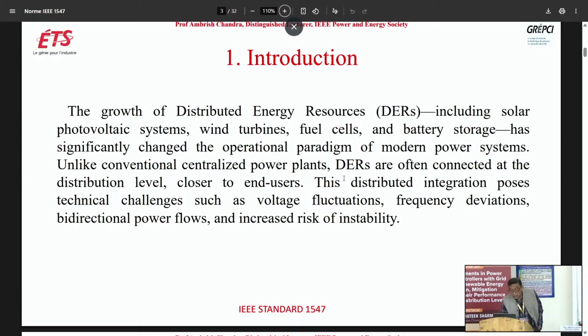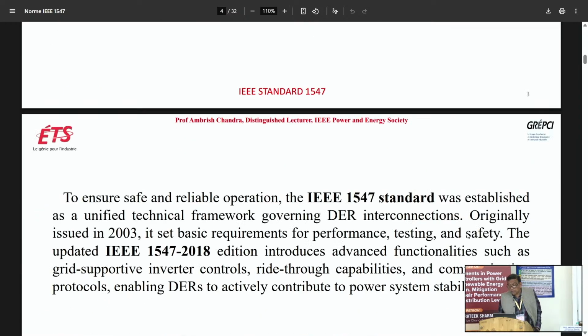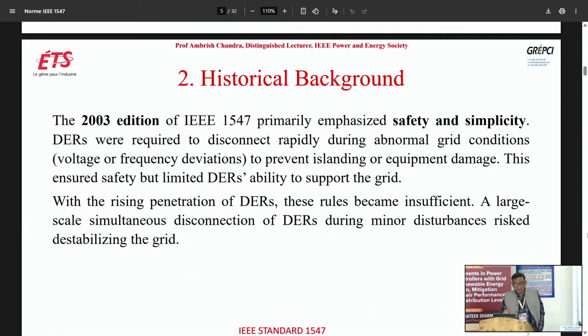To ensure safe and reliable operation, the IEEE 1547 standard was established originally in 2003. Okay, so this is what I was talking about. It set basic requirements for performance, testing and safety. And then it was updated in 2018, and it introduced advanced functionalities which we wanted 15 years ago, but they did it in 2018.